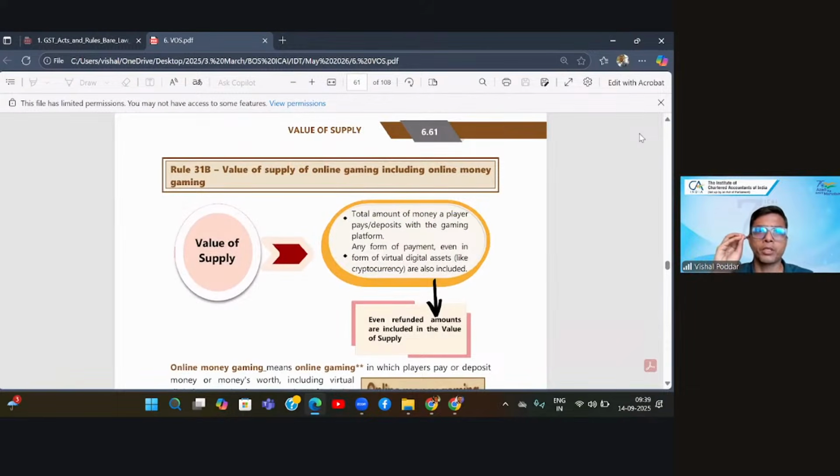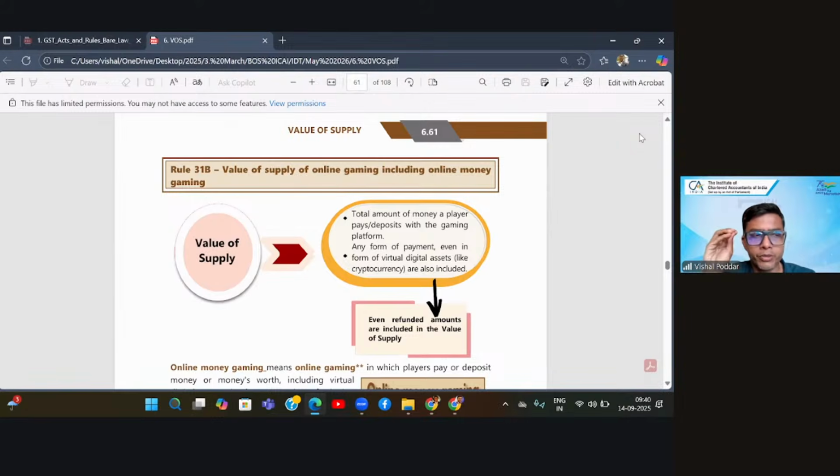Now, what is this? We are talking about valuation of online gaming. For this online gaming, the value is simply the amount which you have put in. When you go to any of these online apps, you have to create a wallet. So whatever amount you have put in the wallet. What is very interesting, or even very strange, is that even though you have not used the money for playing any game, the moment you put the money in your wallet, that's it. That becomes the value. And on that value, you pay 28%.